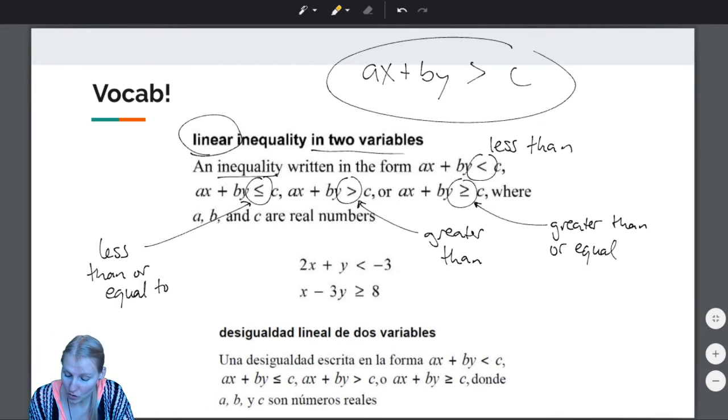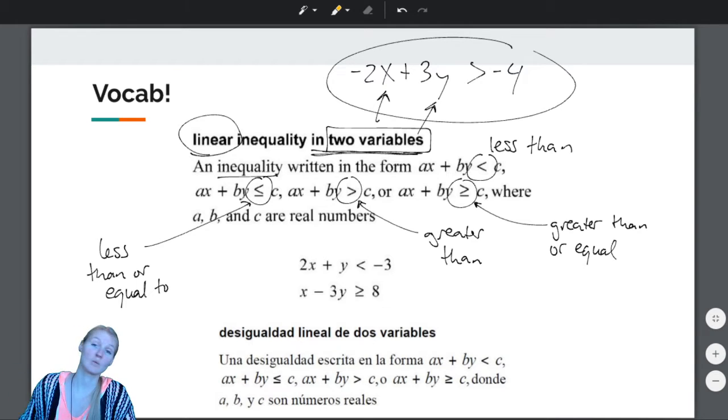The "two variables" part means that x and y are my variables. Of course, a, b, and c are going to be some numbers, and x and y are our variables, and right now we are just dealing with two variables. You'll get into three variables if you keep taking math classes, but for now, we are going to work with two variables.